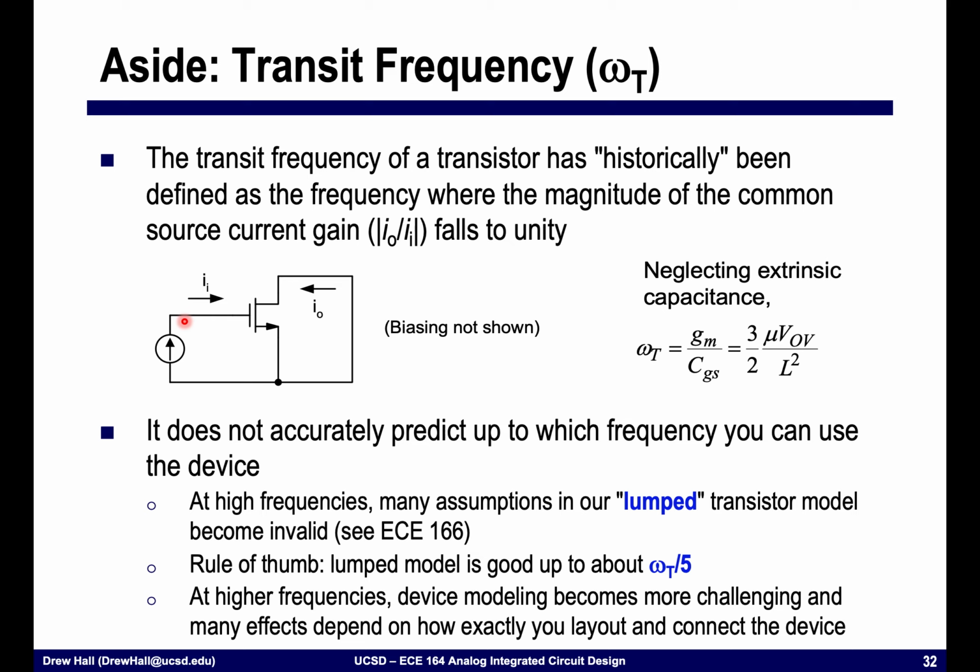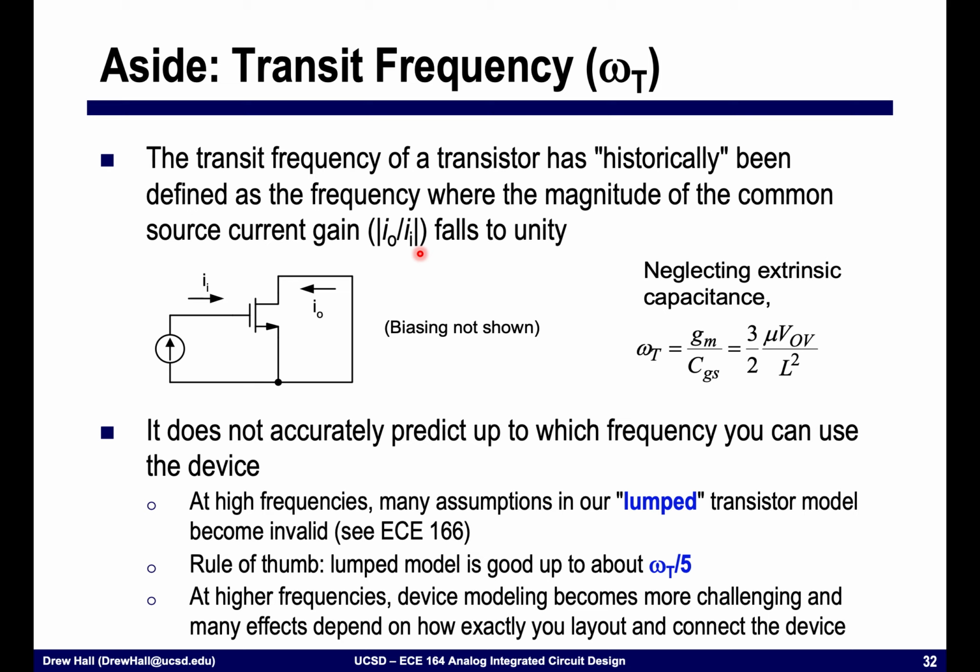All right, we've talked about the intrinsic gain of the device. There's another metric that's often used to describe transistors, and that's how fast a transistor is. This is what's known as the transit frequency, or FT, of a device, and it's defined where the transistor has unity current gain of a common source transistor.